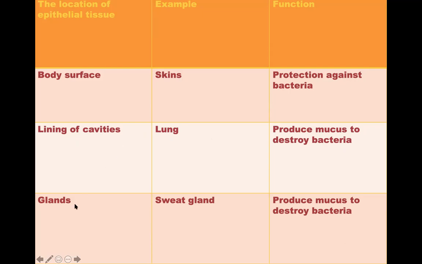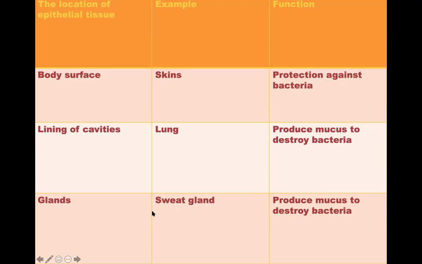And the last one, we can find epithelial tissue in the gland. For example, sweat gland. For sweat gland, the function is not to produce mucus. Instead, the function of sweat gland is to produce sweat to destroy bacteria.